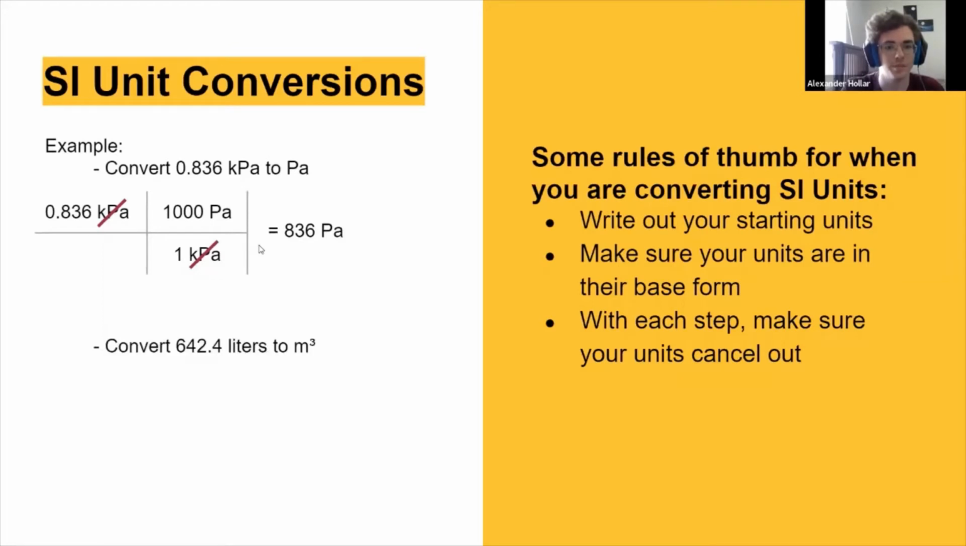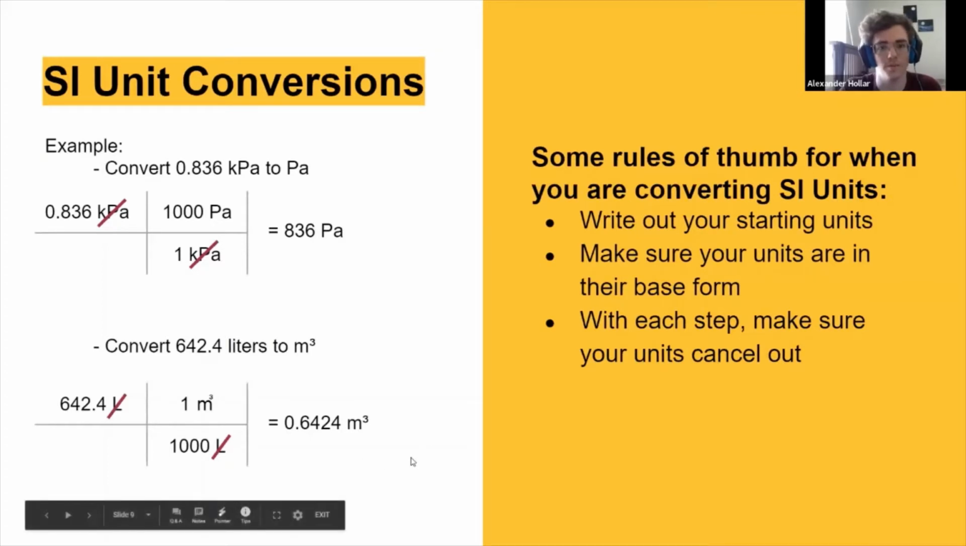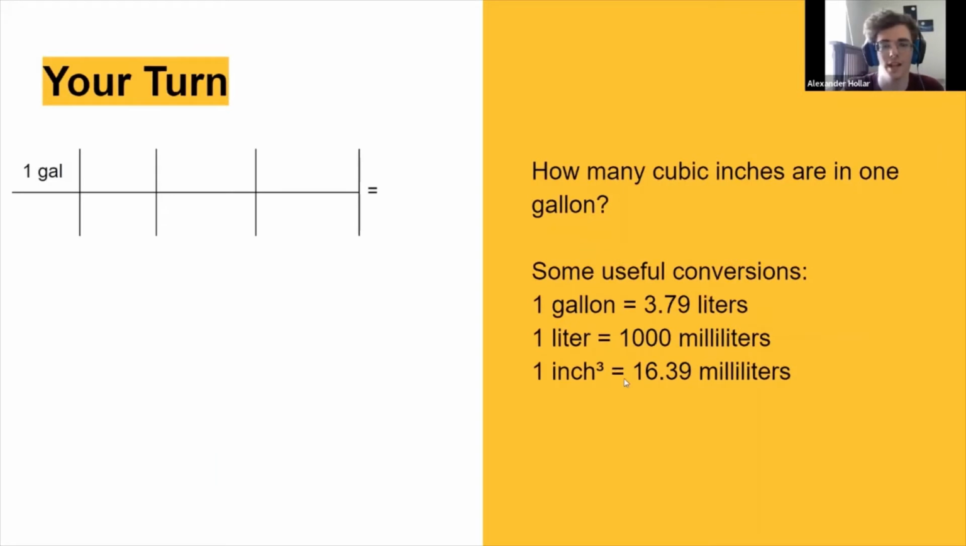So like another example is, let's go from 642.4 liters to meters cubed. So we would write out our unit, our conversion, cancel out our units, and then we have our answer, which would be 0.6424 meters cubed.